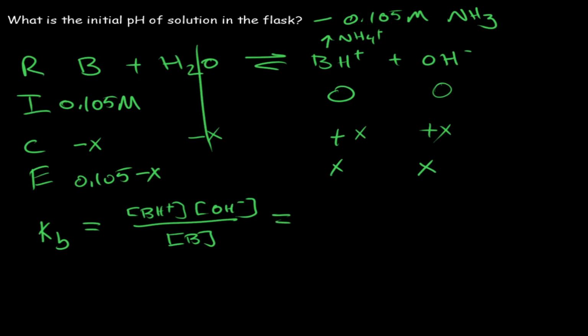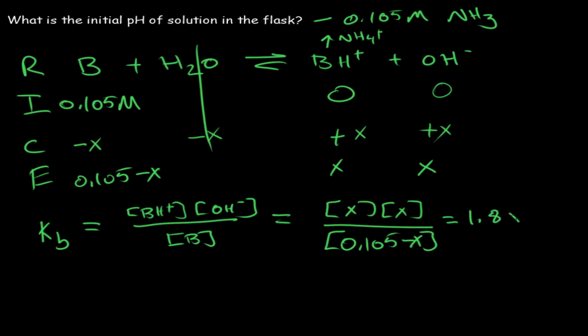And what are those values? So algebraically, we said it's X multiplied by X for equilibrium values, and the equilibrium value of our base, which is ammonia, would be 0.105 minus X. And this would all be equal to the Kb, and the Kb given to us in the last slide was 1.8 times 10 to the negative 5. Okay, so now let's solve for X. And what will X give us? Well, it will give us the final equilibrium concentration of our hydroxides, so we can get the pOH and finally the pH to figure out what our initial pH of our flask is.